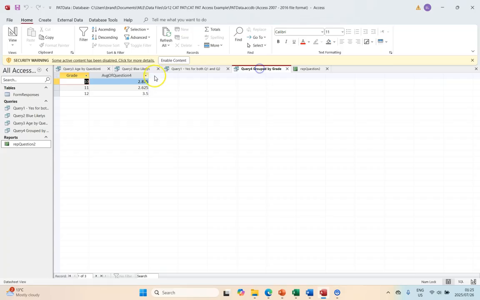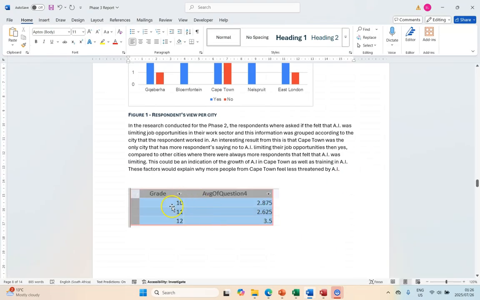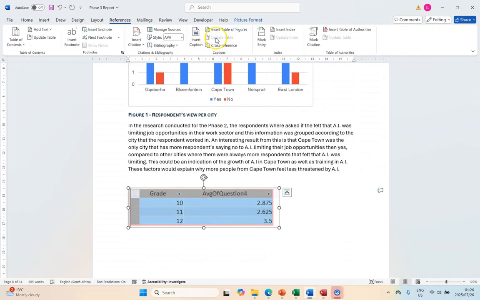But when I did my grouping, this becomes a bit more interesting. I can see the average per grade based on question 4. And there we can see that the grade 12s are quite significantly more than the others. So this might be something that you want to talk about. You might want to take a screenshot of this, incorporate it as a new diagram, give it a caption, and then discuss these numbers and what they mean to you, what's your interpretation of them.